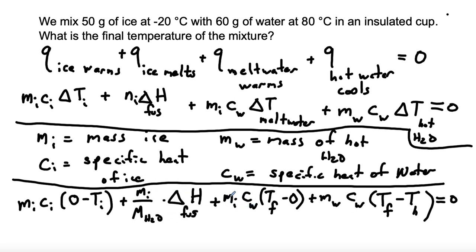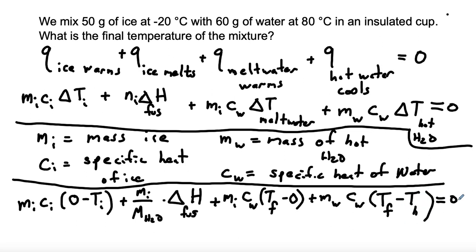Then we have the mass of the ice times the heat capacity of liquid water, because now that the ice is melted we have to use that specific heat, times delta T, which is going to be the final temperature, so I'm using T sub F as final temperature, minus the initial temperature of the melt water, which was 0, that's where it melted. And then we have the heat term for cooling off the hot water. So it's the mass of the water, the specific heat of the water, and then delta T for the hot water, which is the final temperature minus T sub H, the initial temperature of the hot water.